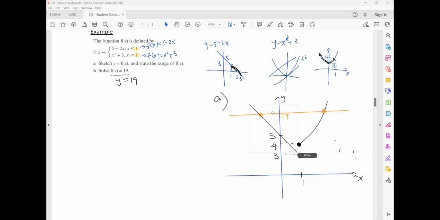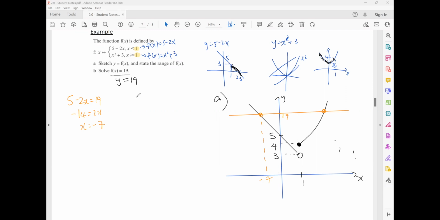So let's do it. Equate the first one to 19. So 5 minus 2x equals 19. Bring 5 to the right hand side, bring 19 to the left hand side. So minus 14 equals 2x. x equals minus 7. Does it fit the picture of the graph? x equals minus 7. Yes, it does.